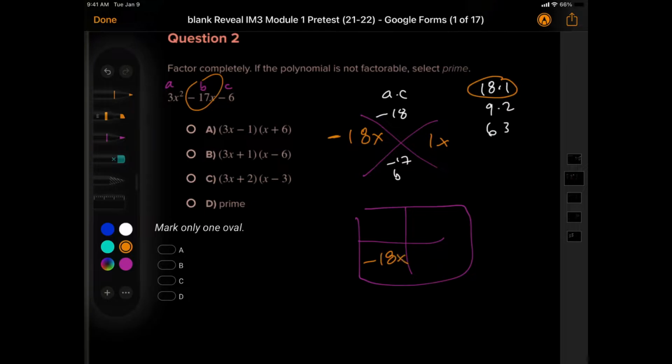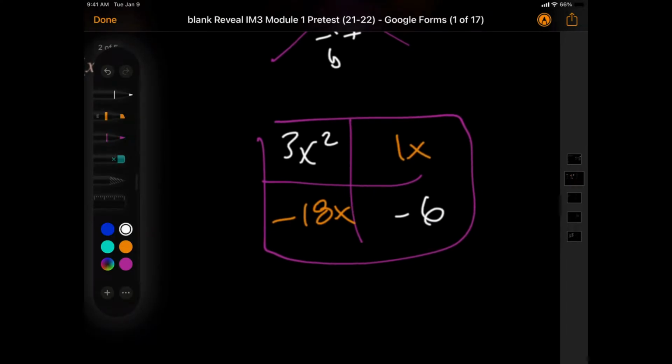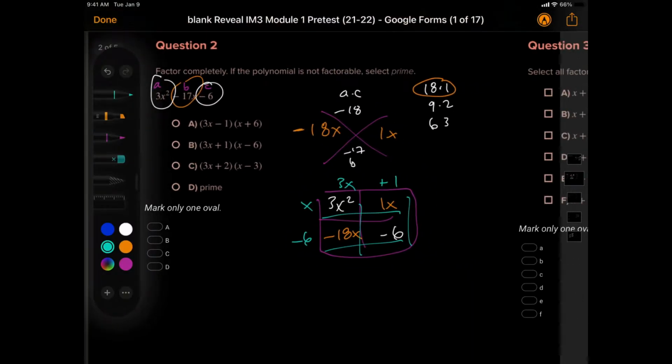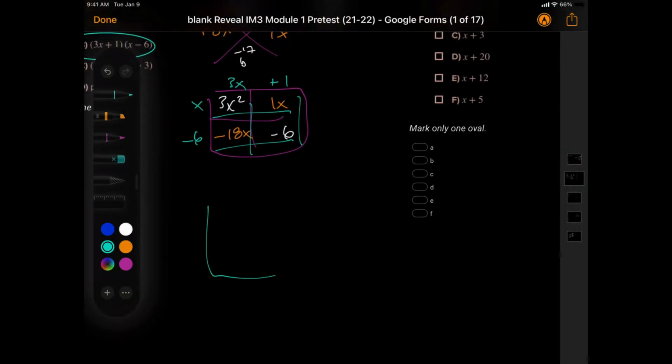So we're going to always write that in the bottom left and top right. A value is 3x squared and negative 6. So now we're just going to take out the greatest common factor. So this direction will be x, negative 6, 3x, and this will be 1. So 3x plus 1 and x minus 6. And here's a great thing about the area model: if you want to check your answer, you can just multiply from the outsides and get the insides. And you guys know how to do that already.